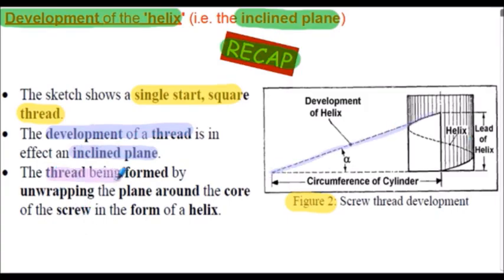And the thread is formed by the unwrapping of the plane around the core of the screw, which of course is in the form of a helix. That's just a recap slide from our previous presentation.